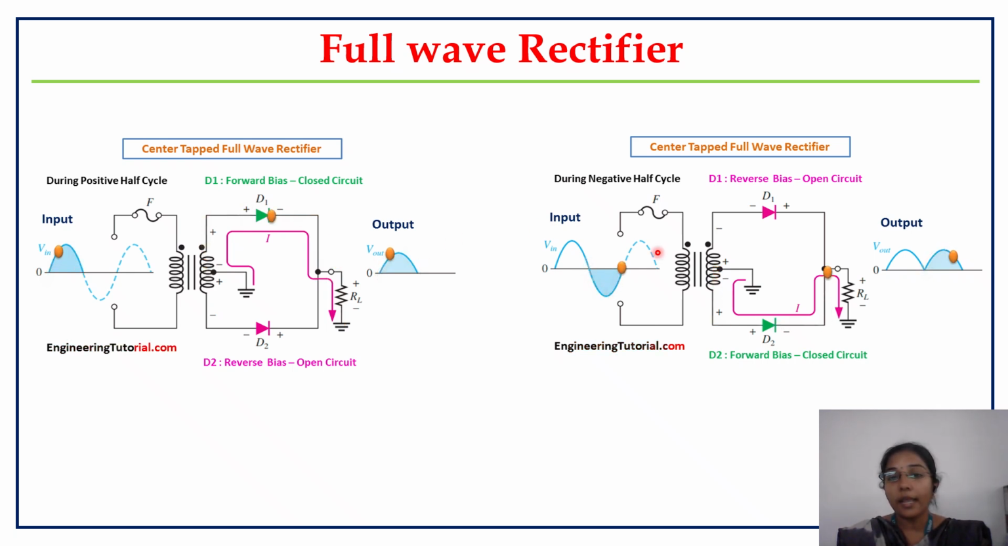When I go to the negative half cycle of my input signal, diode D1 will go to reverse bias and D2 will be in forward bias. So I will be getting my negative cycle at the output. When I combine these two outputs, the positive half cycle as well as the negative half cycle are combined and I'm getting the full output.